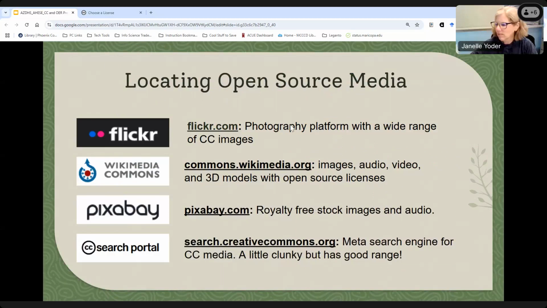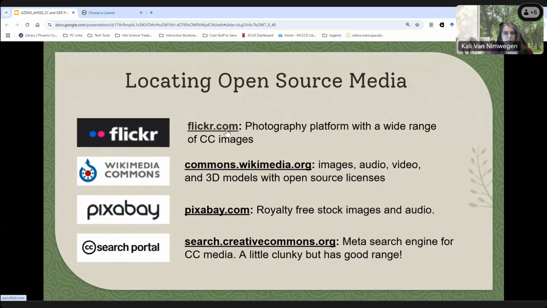Yeah, so I'm not going to go into too much detail for these, because we've only got a few minutes left and this goes into the weeds of where to find things, but I wanted to give you a few resources if you want to find images and other media, either in an educational way or just to make your materials a little bit brighter and more engaging. Flickr is a photography platform that has a wide range of CC images.